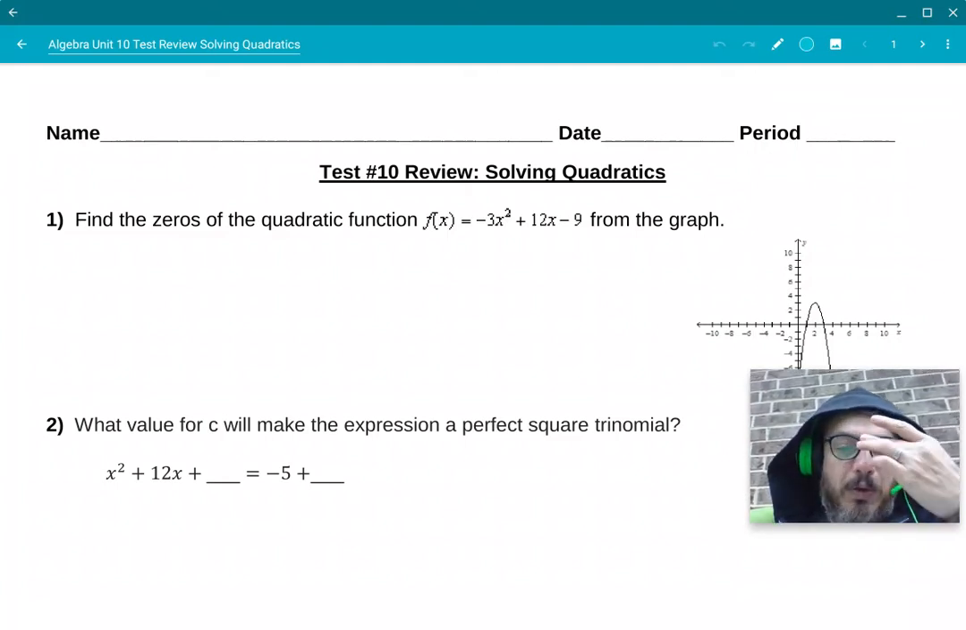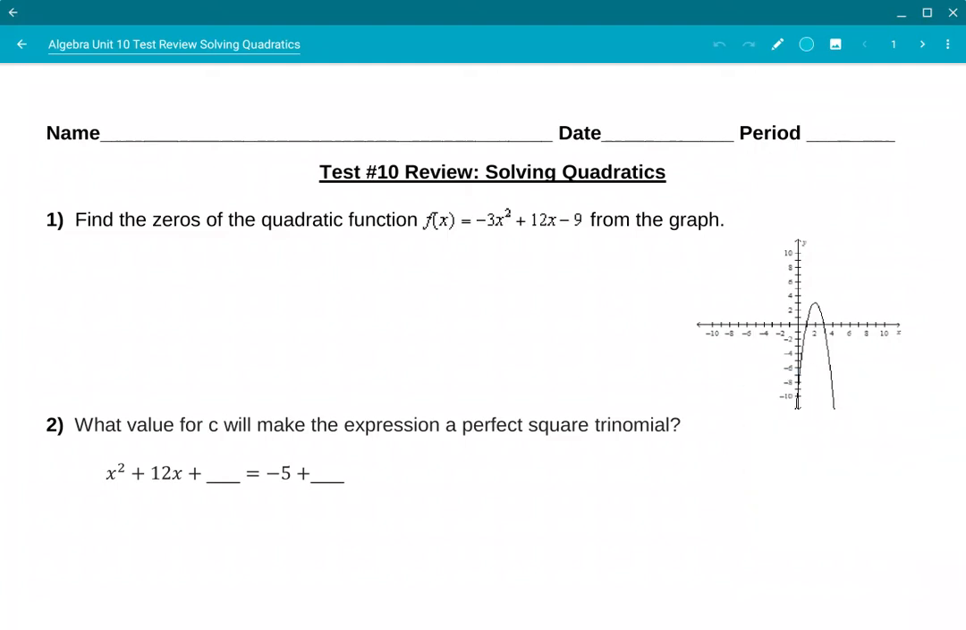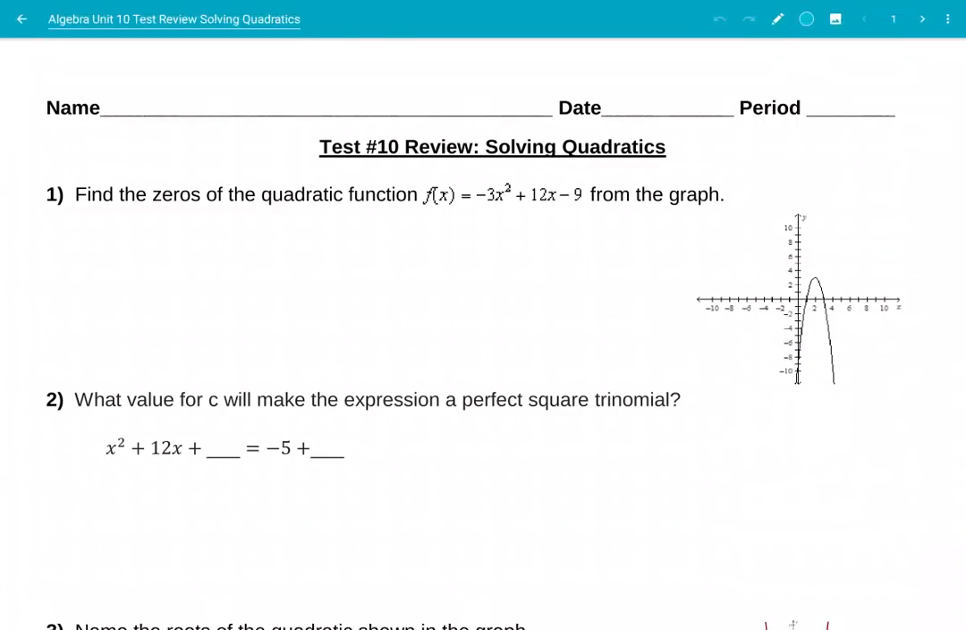So let's get right to it. We're going to review how to solve quadratics. We got 5 methods that we learned this semester, this unit. So let's see which ones we can use here.